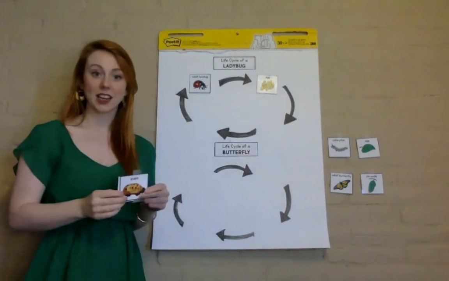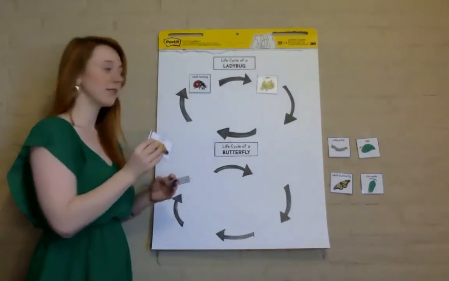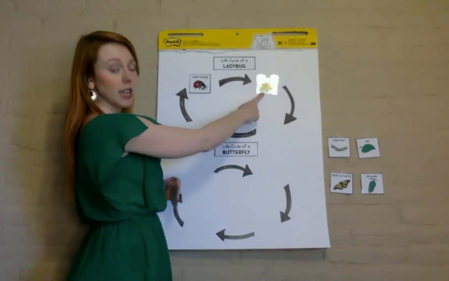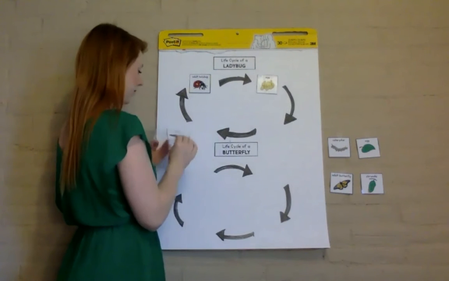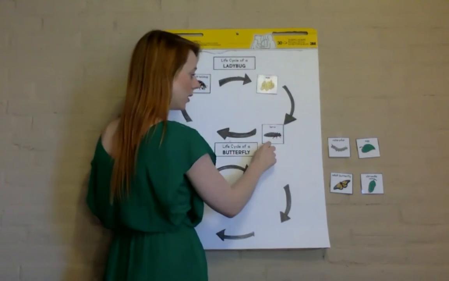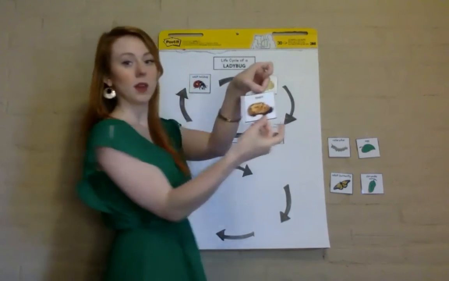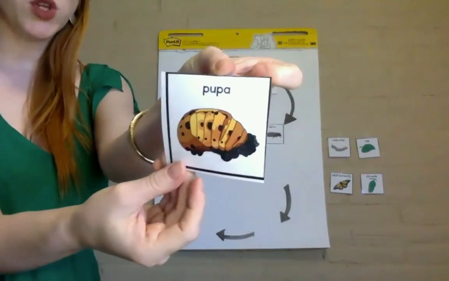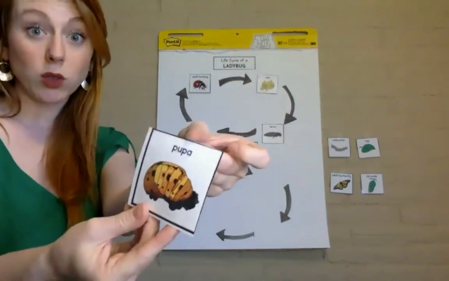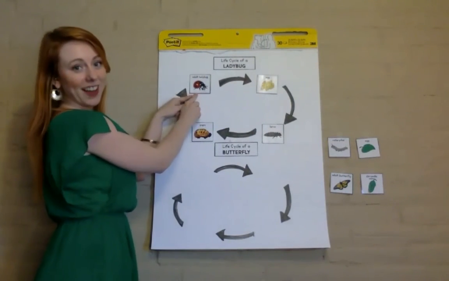So the next stage or next series is eggs. We have the adult ladybug who lays her eggs underneath the leaf. Then the eggs hatch and they become a larva. The larva then becomes the pupa and hides in that hard shell as it grows and transforms into a ladybug, right?